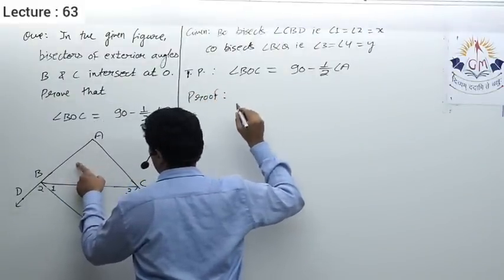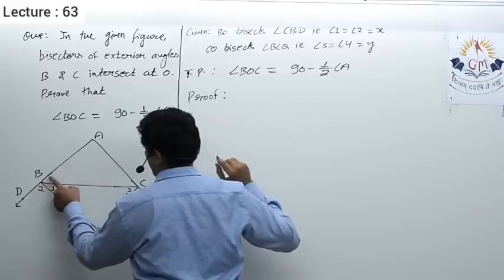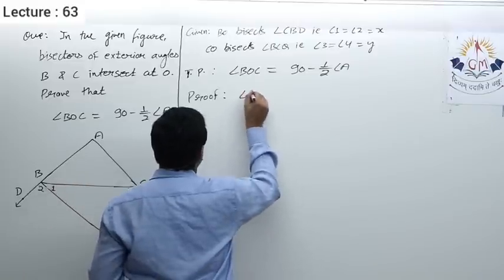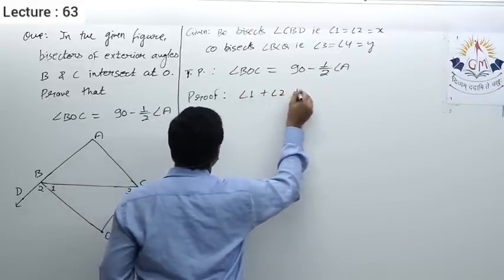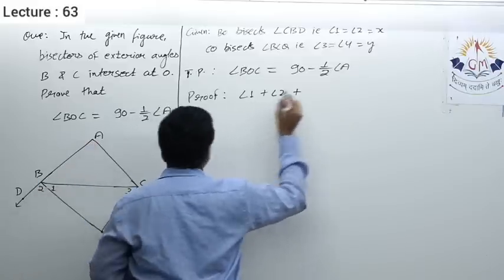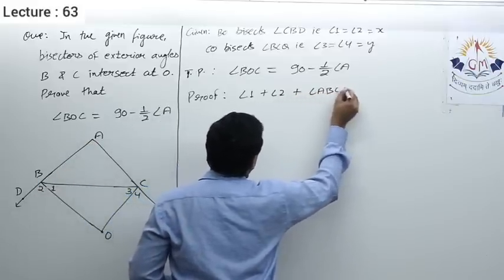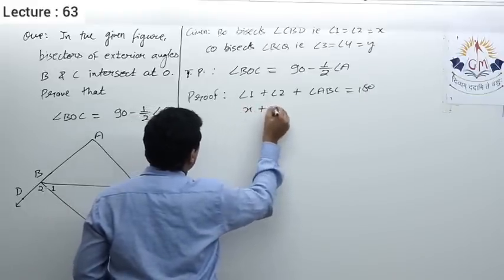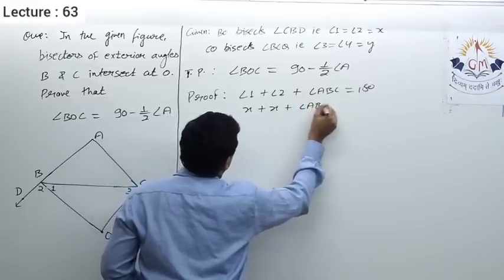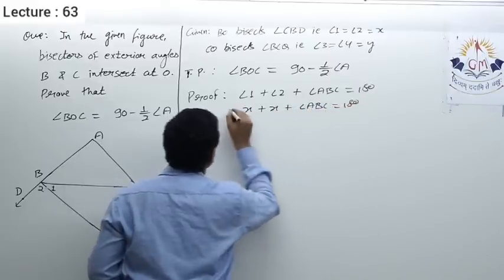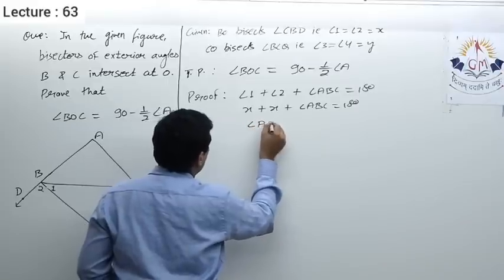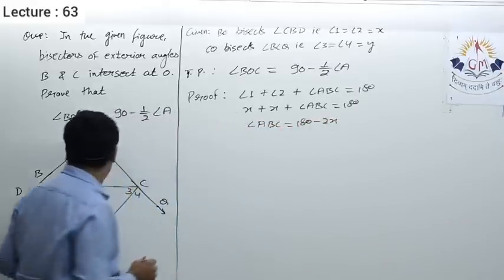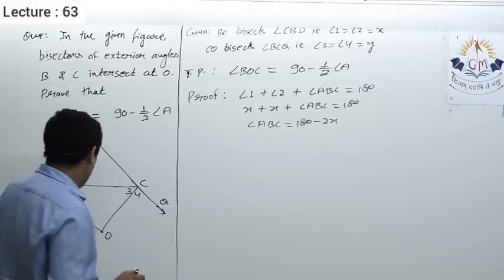Here I can write angle 1 plus angle 2 plus angle ABC is equal to 180 degree. Now 1 and 2 are x, so x plus angle ABC is equal to 180 degree. Therefore I can write angle ABC is equal to 180 minus 2x. Okay, angle ABC is equal to 180 minus 2x.